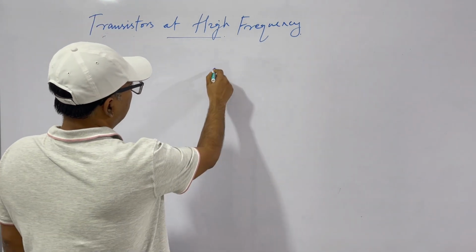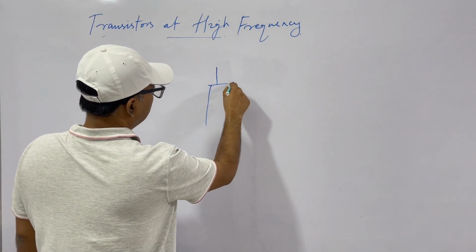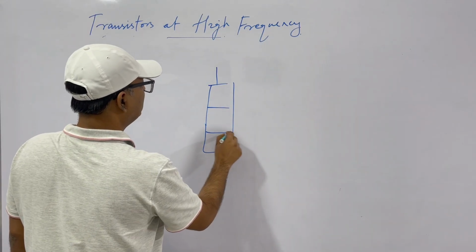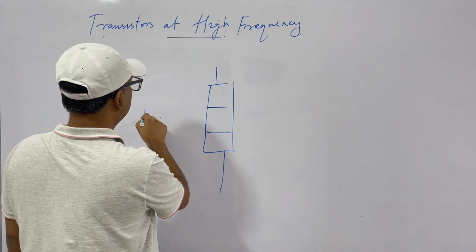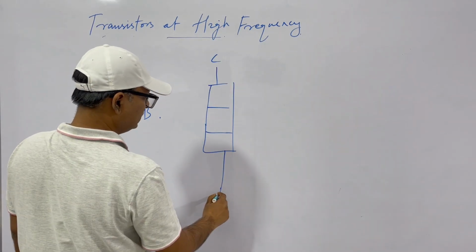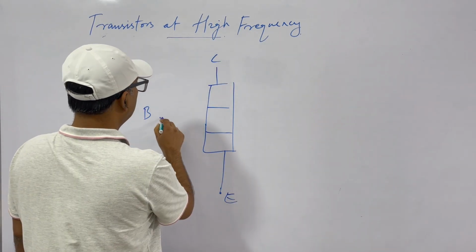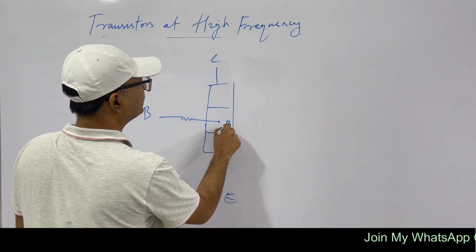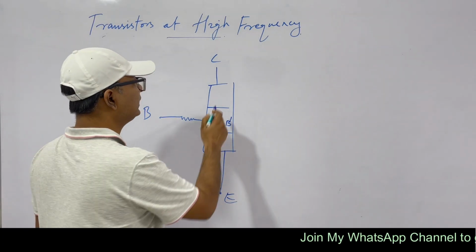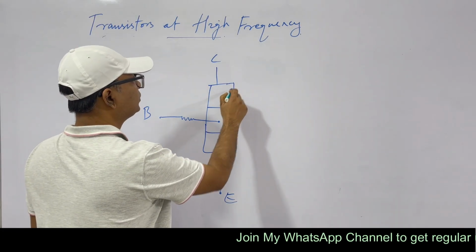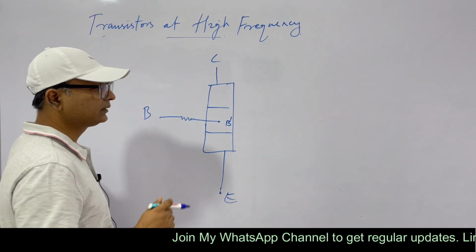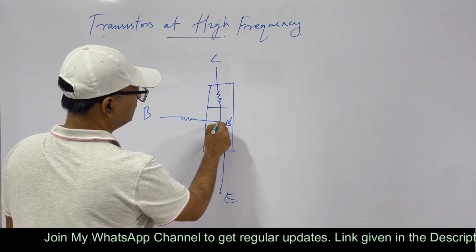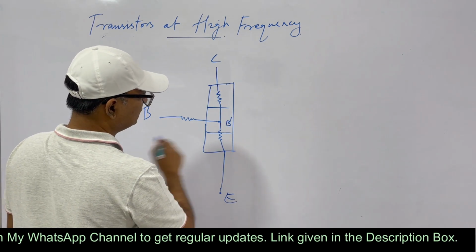To understand it, let's say this is our PNP or NPN transistor. This is base, this is collector, this is emitter. There is a point B dash which is not accessible from outside. For the purpose of understanding the functioning of a transistor, this point is assumed. So this is one resistor, this is second, and this is third resistor.